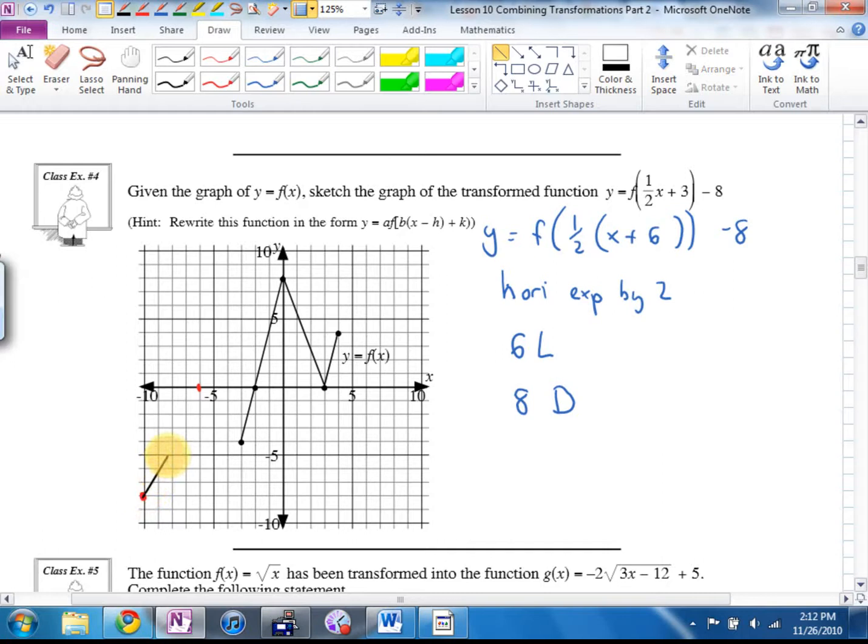There. What's the next point that I would pick? This guy. Horizontal expansion by 2. 6 left. Oh, 0. 8 down. Bonk. Right there. And connect them.